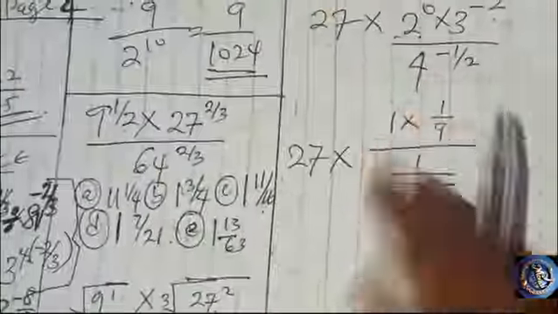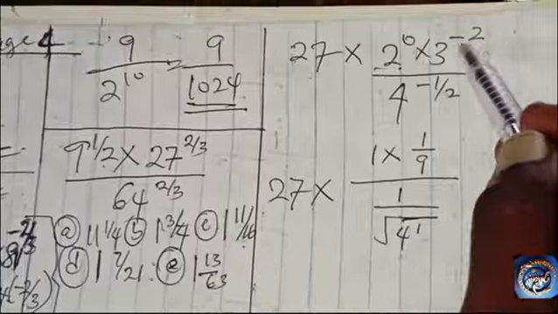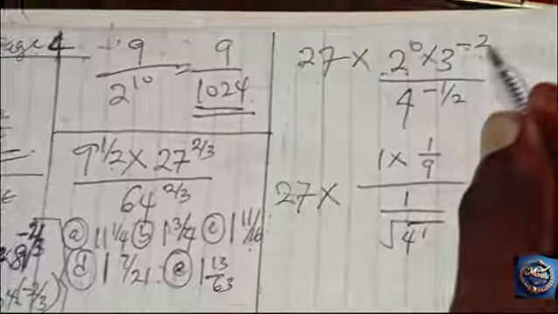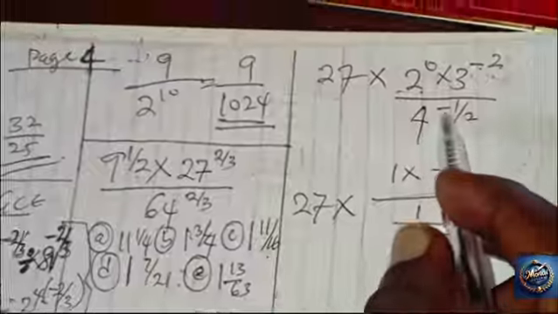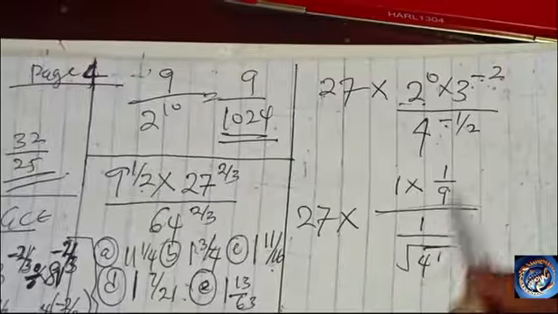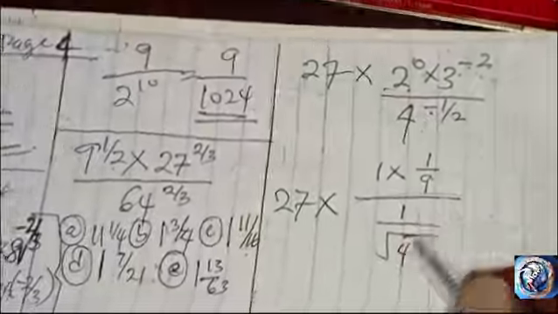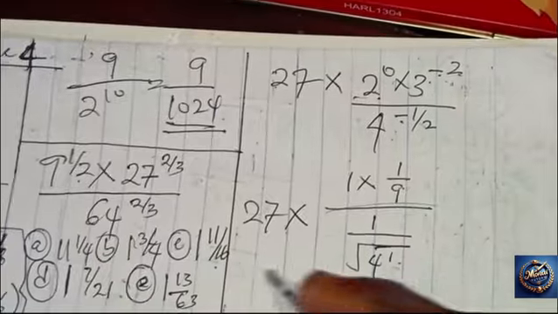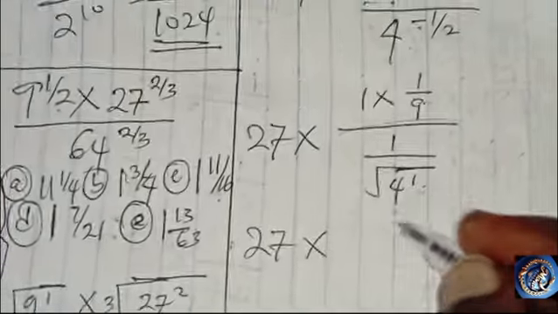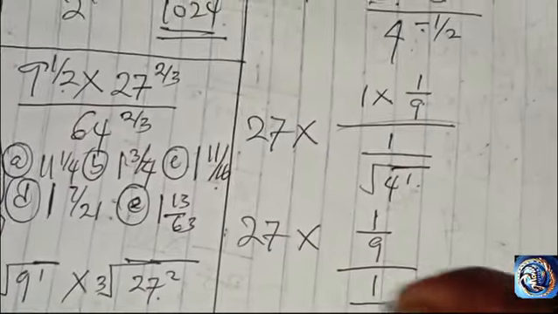I expect you to have known that this is 1 all over 3 squared, which is 9. That's why I put 1 over 9 all over. Then I expect you to have known that this can also be 1 all over 4 raised to power half, which is equal to 1 all over the square root of 4 raised to power 1. So that's what I've just done here. So I have 27 times 1 all over 9, all over 1 all over 2.